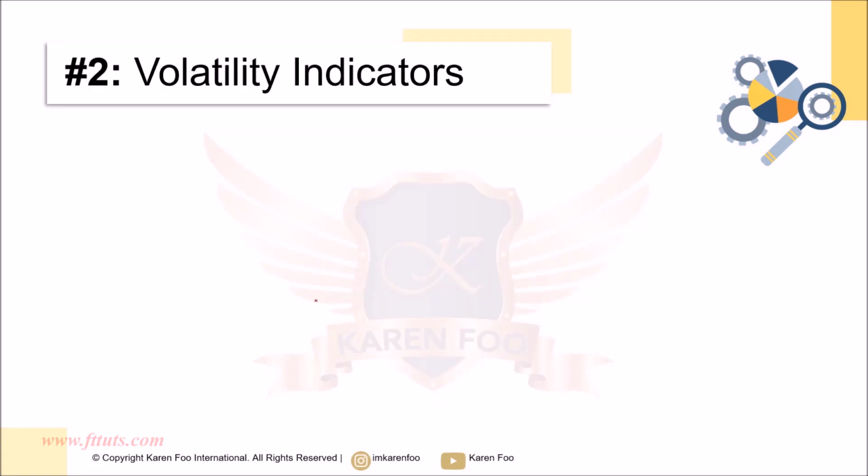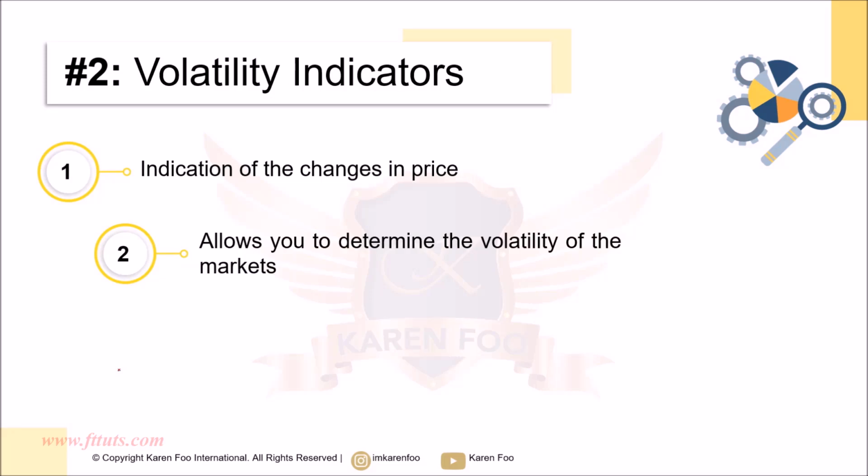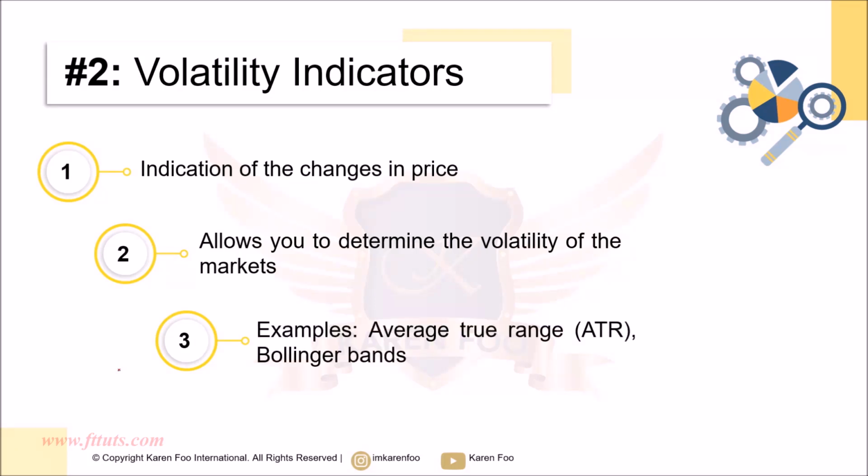So the next type of indicator is volatility indicators. Volatility indicators indicate a change in price, and they allow you to determine the volatility of the markets. Examples of volatility indicators are ATR and the Bollinger Bands. Some people use ATR to set their stop loss. Some people use Bollinger Bands to set their stop loss. Some people use it to trade breakouts. Some people use it to take profit. So different people use it differently.